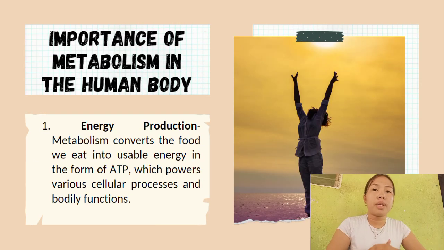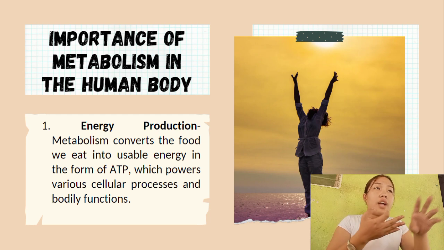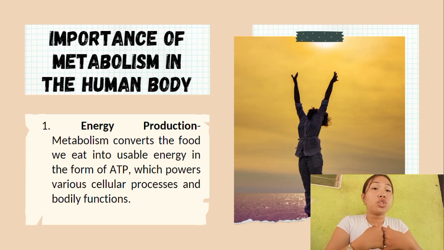Energy production: metabolism converts the food we eat into usable energy in the form of ATP, which powers various cellular processes and bodily functions. So we need to eat healthy food and drink a lot of water and liquids to sustain the energy for our daily activities. For instance, when we consume carbohydrates, they are broken down into glucose, which is then used in cellular respiration to produce ATP, fueling muscle contractions, nerve impulse transmissions, and even the synthesis of new molecules essential for growth and repair.